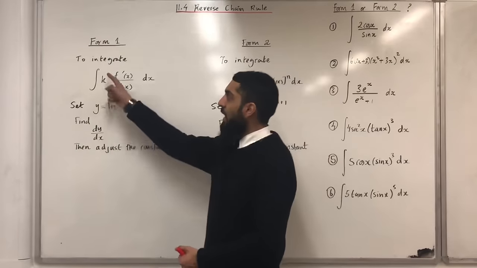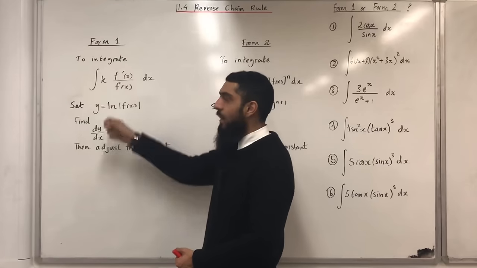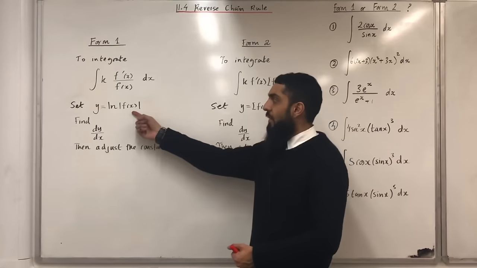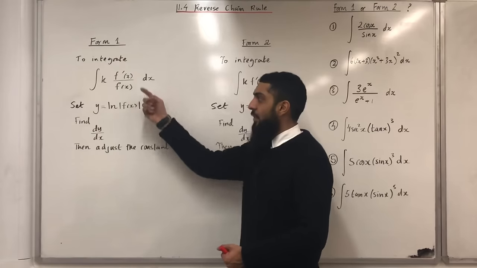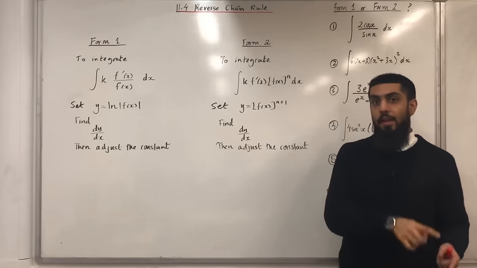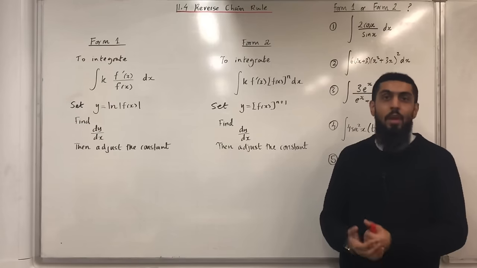To integrate the integral of k f dash of x over f of x dx, where k is a constant, the first step is to set y equal to ln mod of f of x, where f of x is just the denominator of this particular fraction. The second step is to find dy over dx, and then the third step is to adjust the constant to find the integral that you're trying to work out.